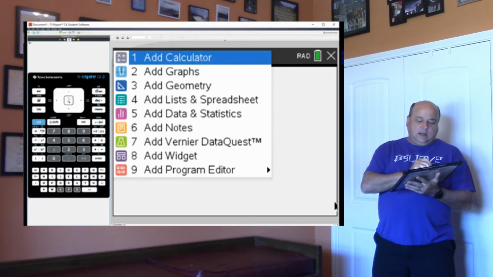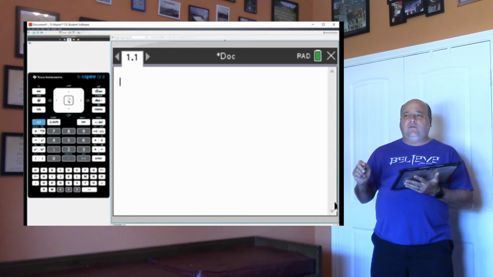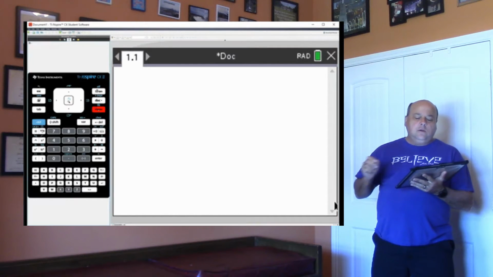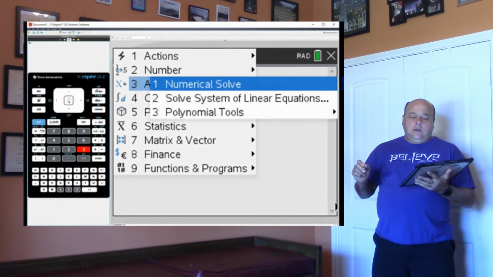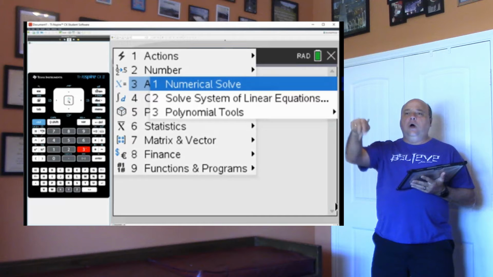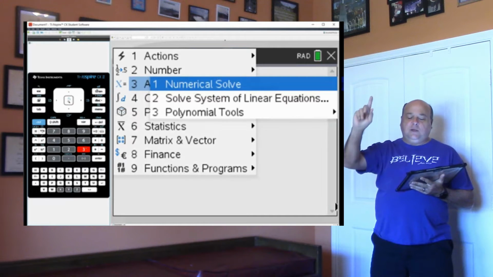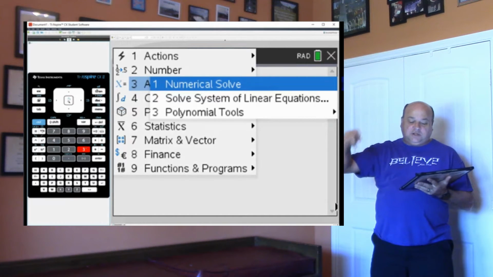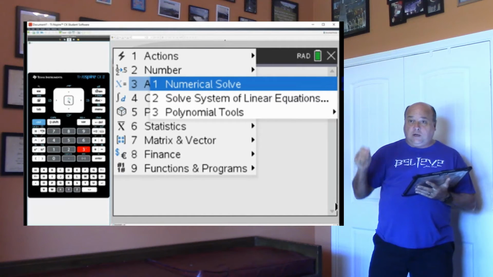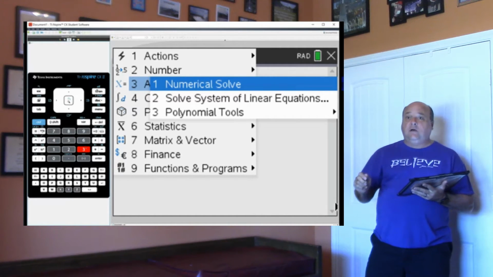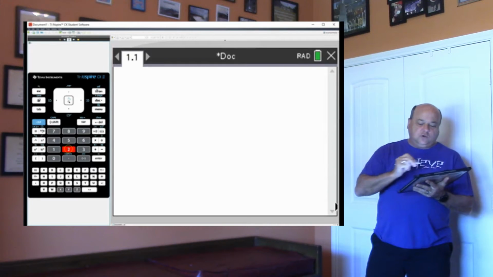So we're going to add a calculator. I just go to the scratch pad whenever I do this. We're going to hit menu, and click algebra. Remember, if you hit 1, you will solve an equation. If you hit 2, you'll solve a system of equations. 3 will let you find the roots or the zeros of a quadratic equation. We need to solve a system of equations, so click 2.